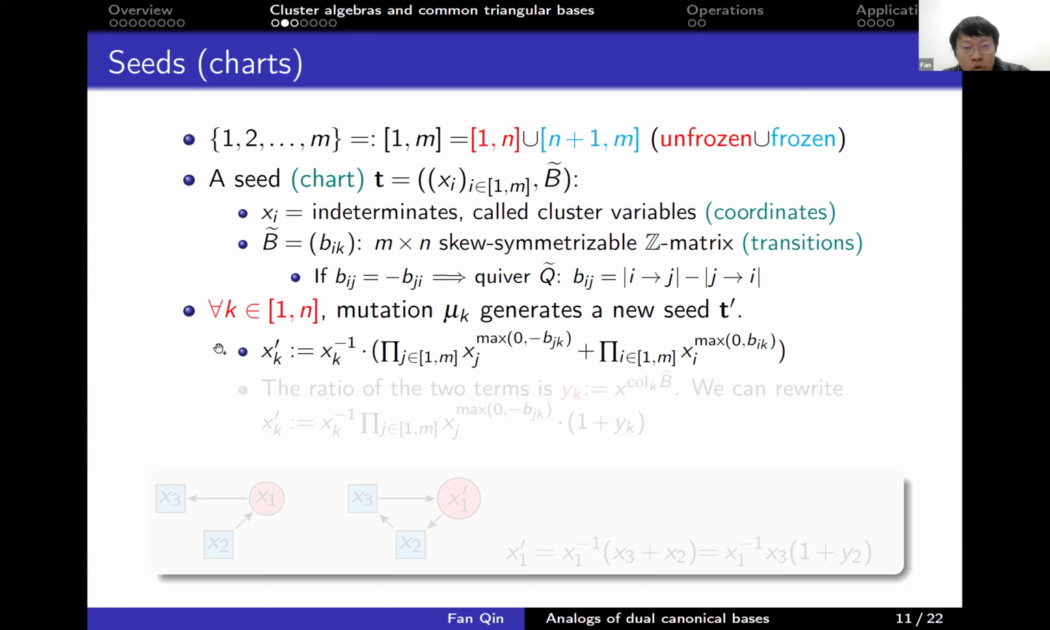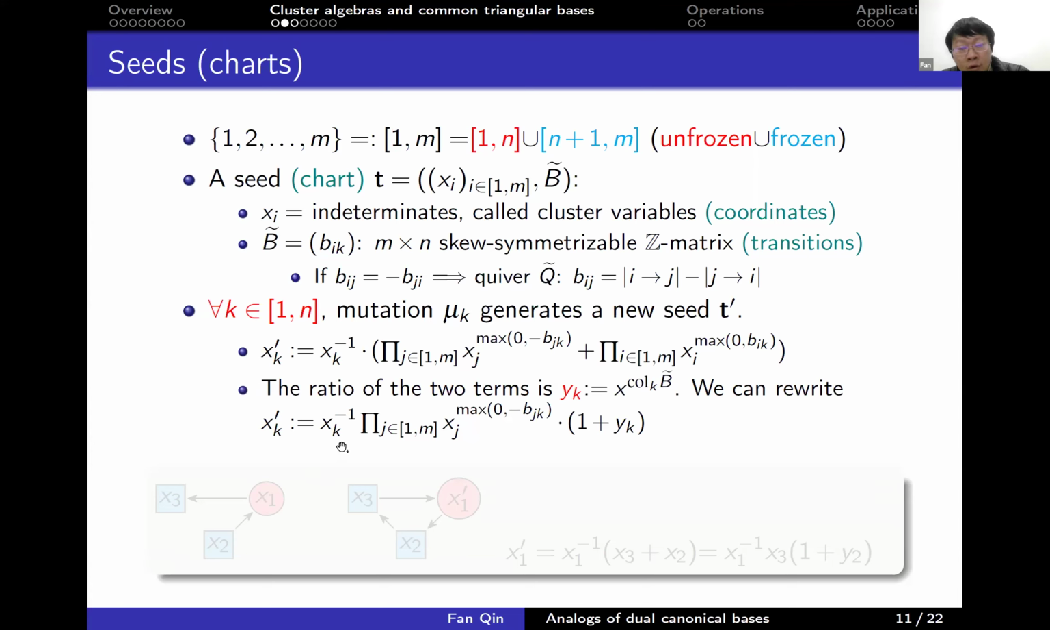And there's another way to write this formula. The ratio of these two terms is denoted by yk. I use this red letter to remember that it comes from your red letter k here, the unfrozen letter. Then we can rewrite this as xk inverse and take out the first term. So this is the leading term, which is a Laurent monomial in the x's. And then the remaining one is just a polynomial in the y's with constant term 1 here. So actually here it is easy, it's just 1 plus yk.